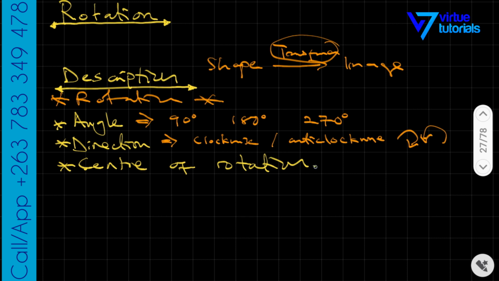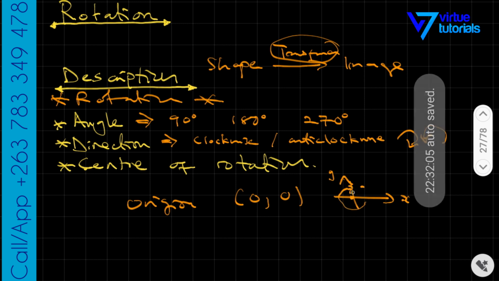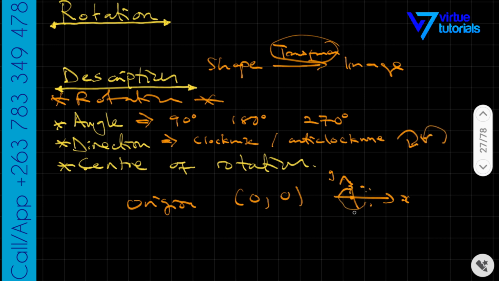It could be any point. It could be the origin, right? The point 0, 0, right? Where the x and y axis cut each other, right? This is the y axis, that's the x axis. Where the x and y axis cut each other, an object can be rotating around that point, or it could be any other point on the Cartesian plane.